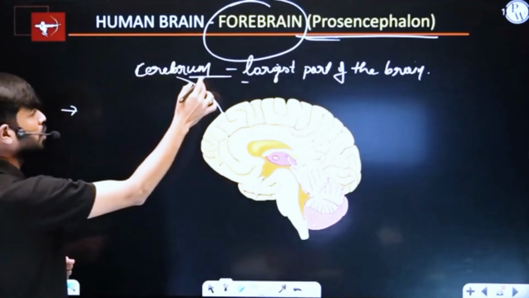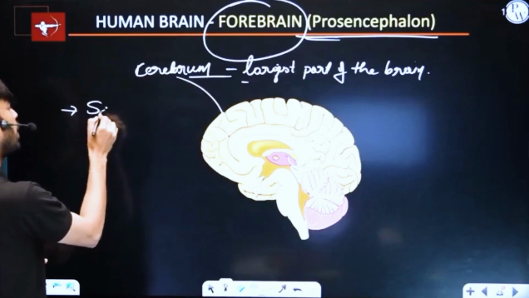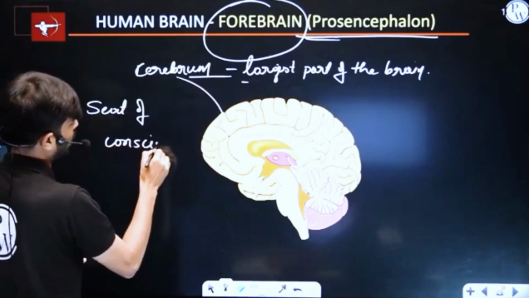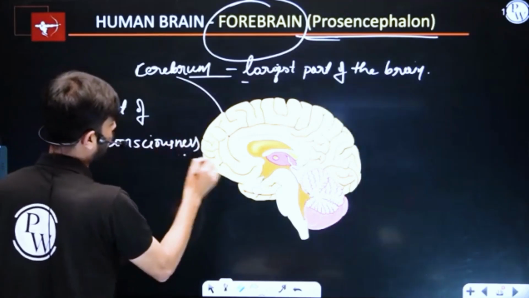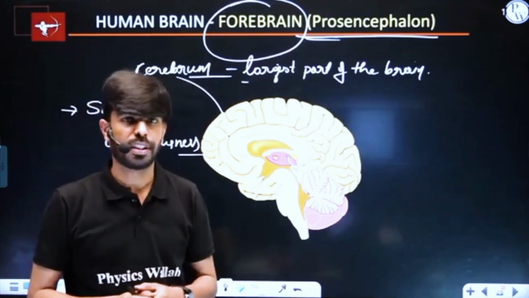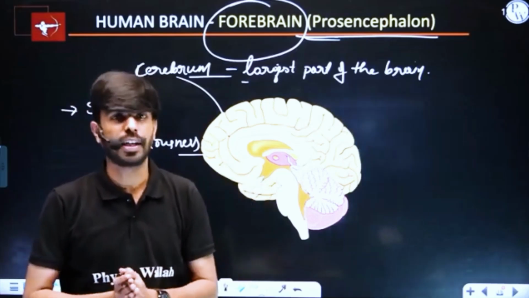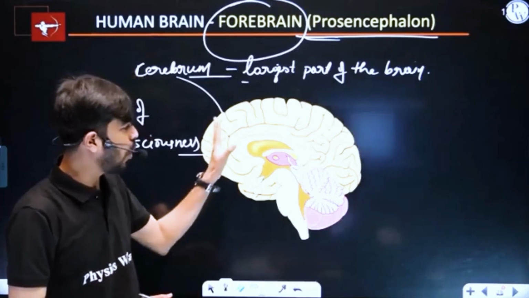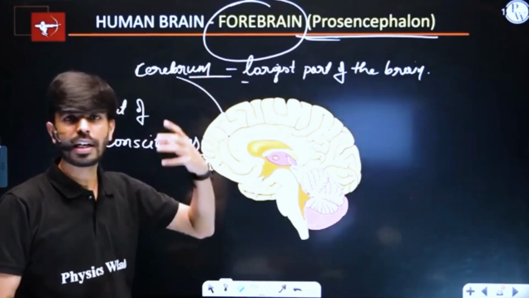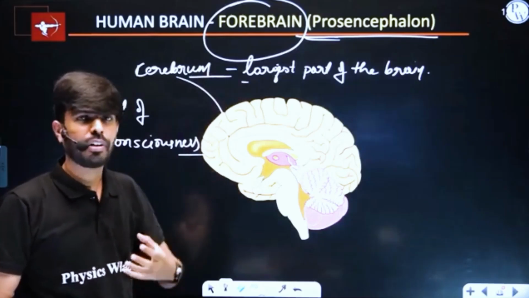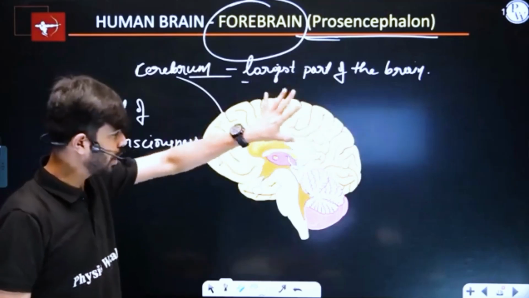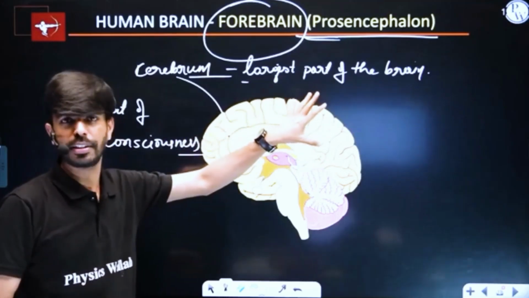The main function of the cerebrum: first we need to write, it's a seat of consciousness. The question is, why do we call the cerebrum a seat of consciousness? Because it is the center for all the activities, for storing memories, for hearing or listening, for sight, and if you want to talk, you are going to use the cerebrum only. It is also controlling most of the voluntary activities.